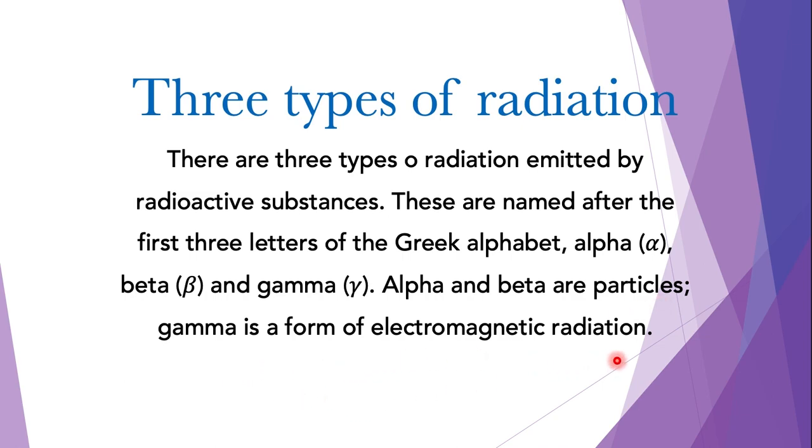If you remember the chapter Rays and Waves, we have read the electromagnetic spectrum and all the radiation. We have read in that chapter that gamma is the fastest radiation, and so gamma is also a radiation that is emitted by radioactive substances. So let's look at these three types of radiations one by one, starting with the alpha particle.